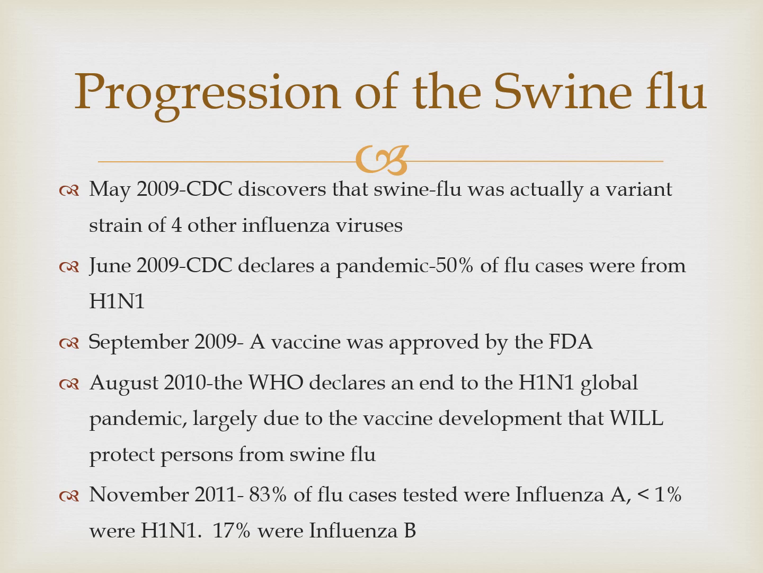By November of 2011, 83% of flu cases tested were influenza A and less than 1% were H1N1. 17% incidentally were influenza B. But you can take a look at the progression of the swine flu, and pretty much within a year, they already had a vaccine, and now they include that in your regular influenza vaccine. I actually had the swine flu in 2009, and it was unpleasant, to say the least. You don't want to get it; get the vaccine.